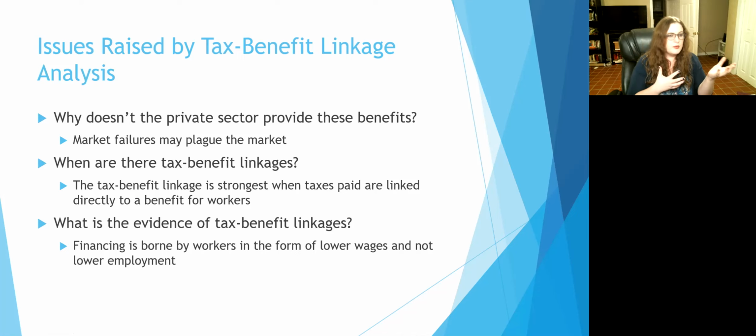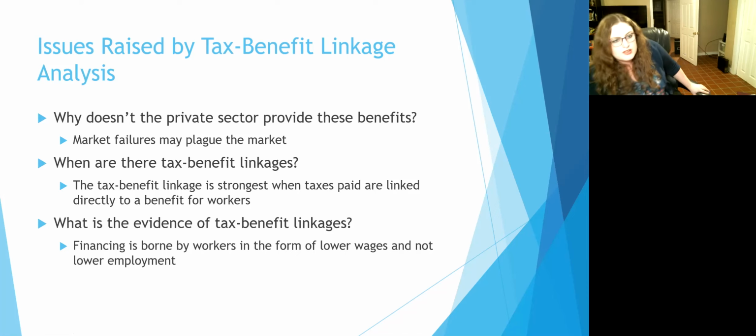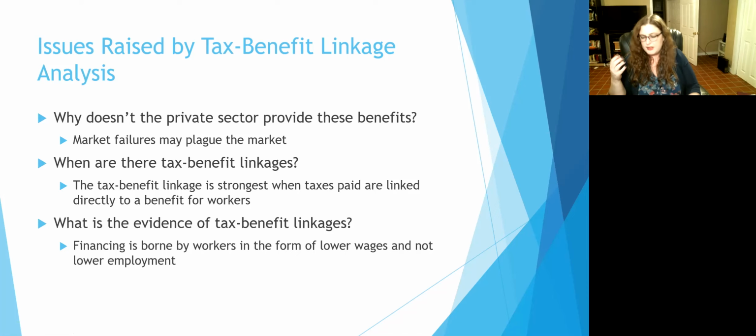Okay, well, what about when there are tax benefit linkages, when we take money from one side and give it to the other side? Well, the tax benefit linkage is strongest when taxes are linked directly to the benefit of that worker, right? So if there is pollution that's caused by one worker and then we put in a benefit for the same amount for a worker, that's great. Awesome. That's something that we can easily measure. And is there evidence of this?